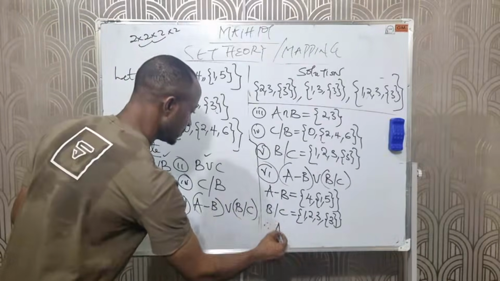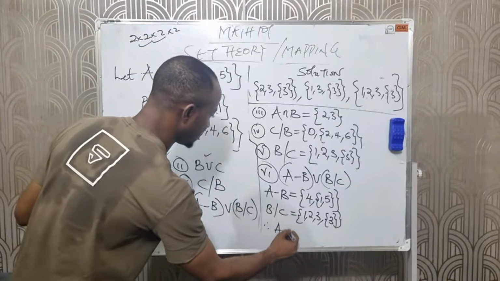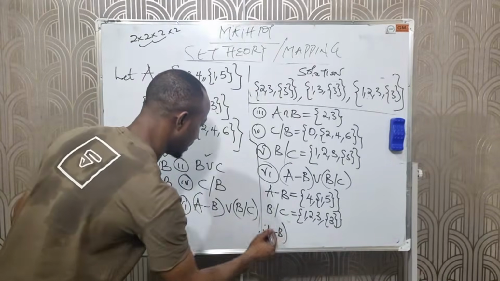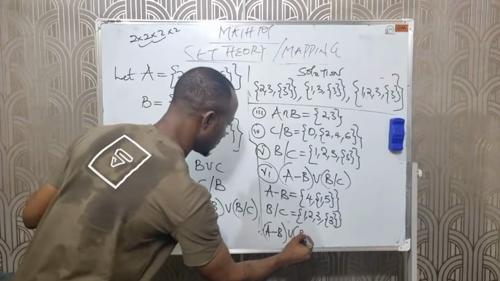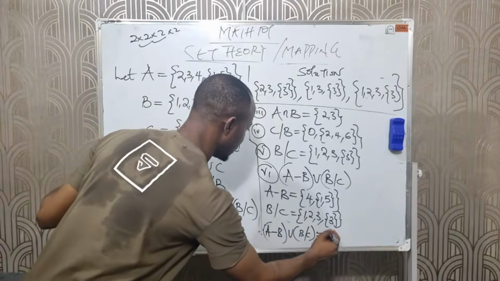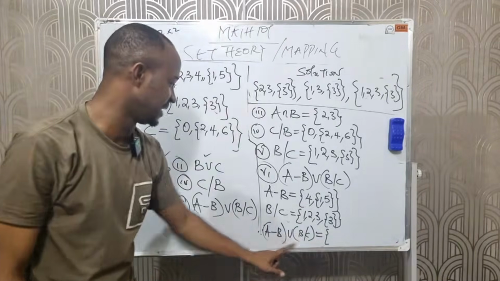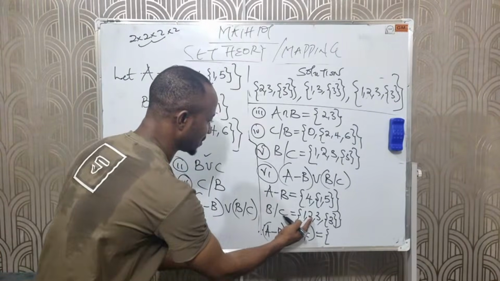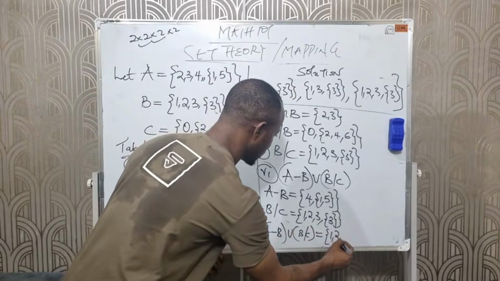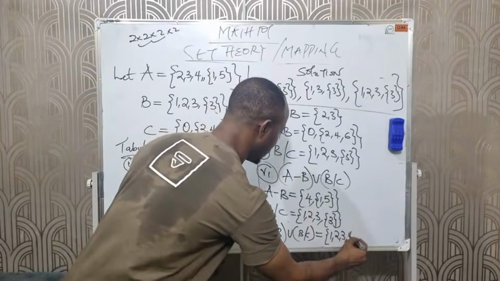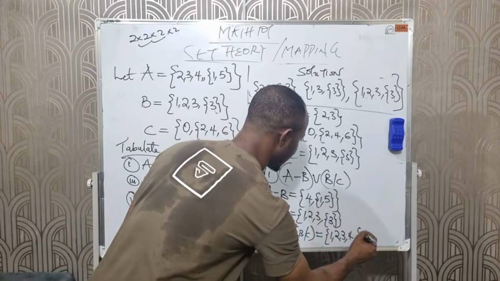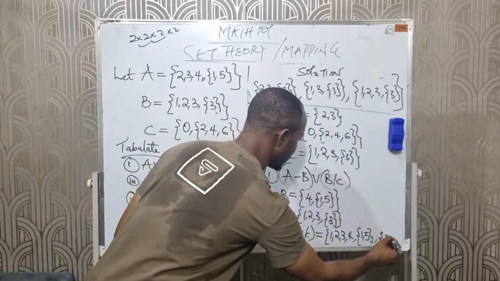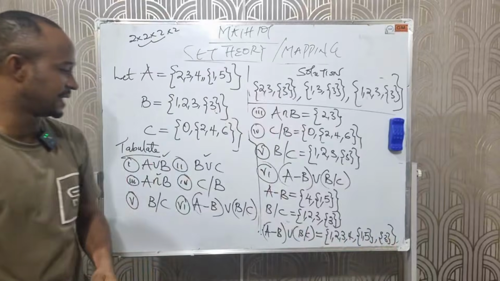Therefore, A difference B union B difference C is simply the union of this and this. Let's go. What do we have? Union of this and this. I'll pick 1, 2, 3 first. We have 1, 2, 3, followed by 4, followed by set 1, 5, then followed by set 3.